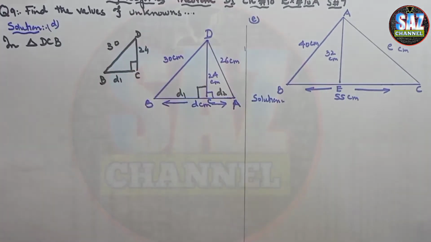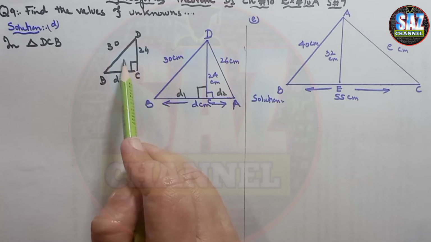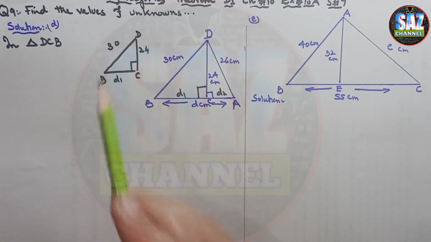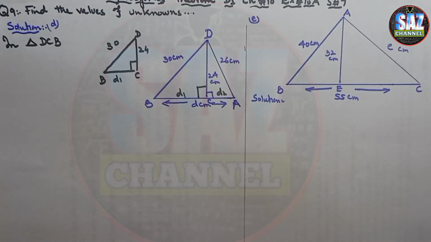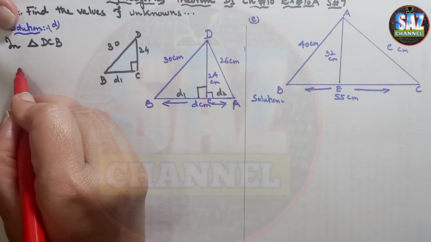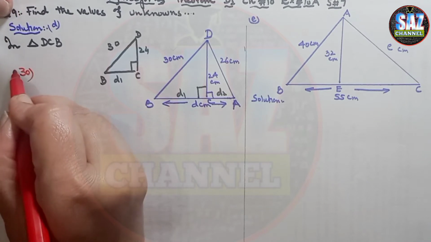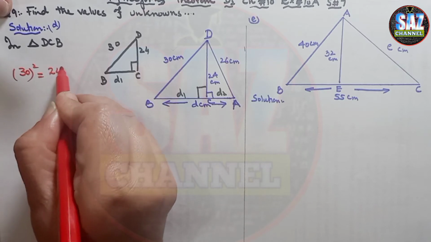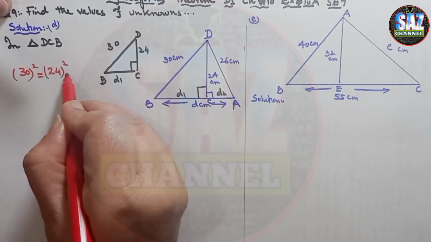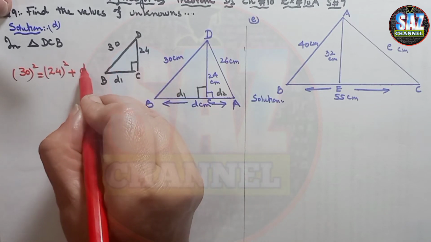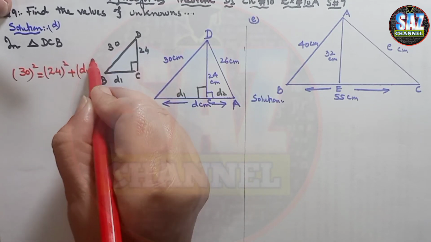Now look carefully, 30 is the side which is in front of the 90-degree angle. So this will be the hypotenuse of this diagram. So according to Pythagoras theorem, I will be writing it as 30 square equals 24 square plus D1 square. That is, hypotenuse square equals the sum of squares of the other two shorter sides. Let it be D1 square.